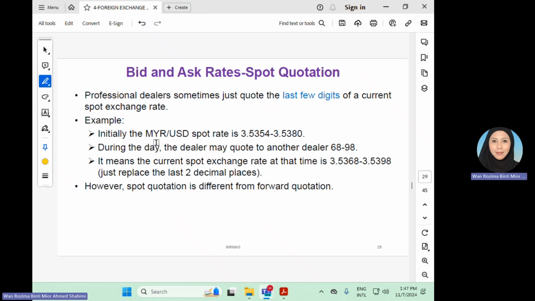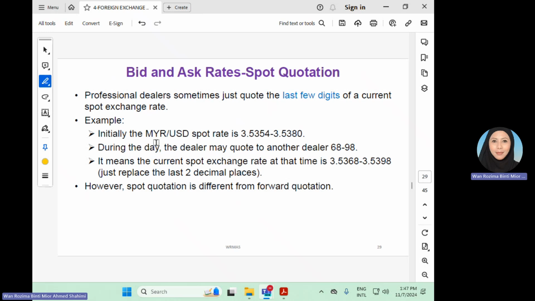For spot rate, you can simply replace the last digits. But it's a big no: you cannot replace the last digits for forward rates. Forward rate cannot; there is a special calculation. You cannot replace the last digits. What does it mean by last digits?